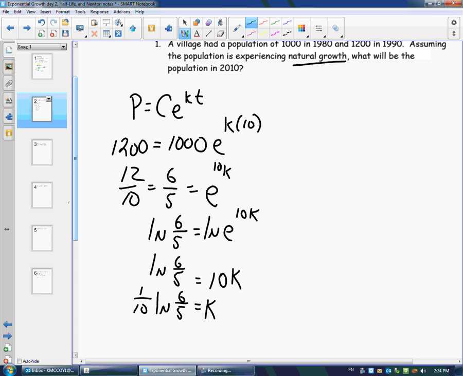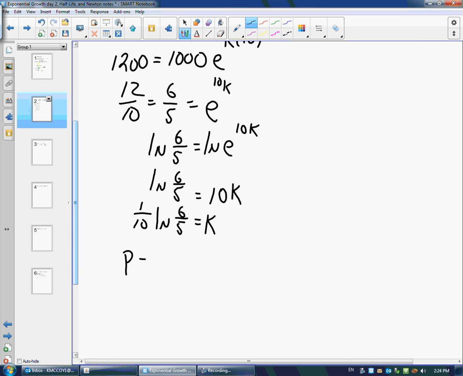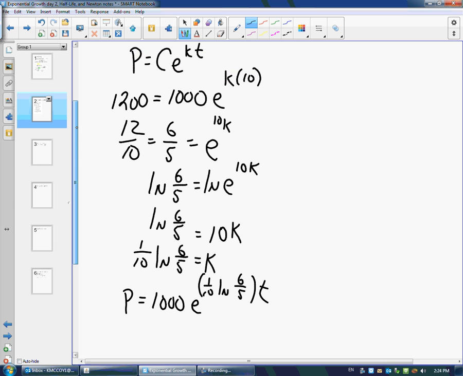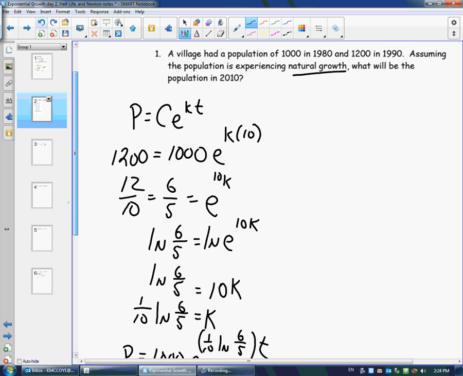Okay, so the population equation now that we get: population is going to equal the initial, which is 1,000, e raised to the 1/10 natural log of 6/5, all times t. And the actual question is asking us, what will be the population in 2010? Well, we have to figure out first what the time is that we're going to put in, considering that we started at 1980. The difference between 1980 and 2010 is 30 years, so 30 is going to be our t value.